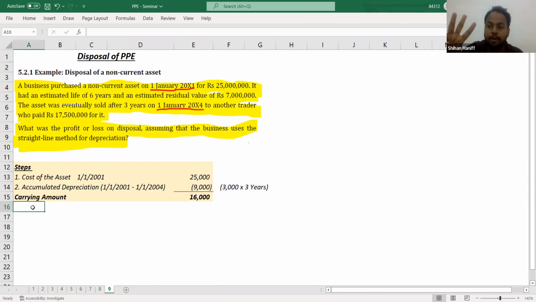Right? Then the third step. Step 1, cost. Step 2, accumulated depreciation. Third step, the sales proceeds from the disposal. On 1st of January 2004, we are getting 17,500.